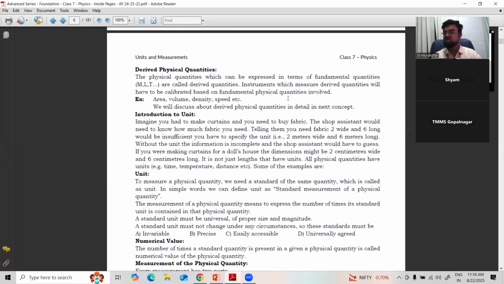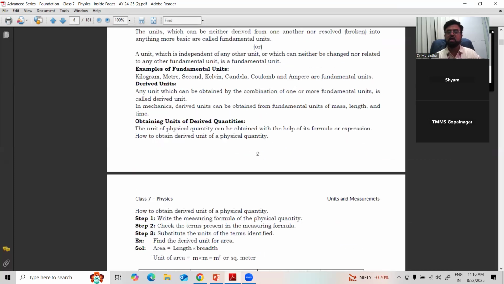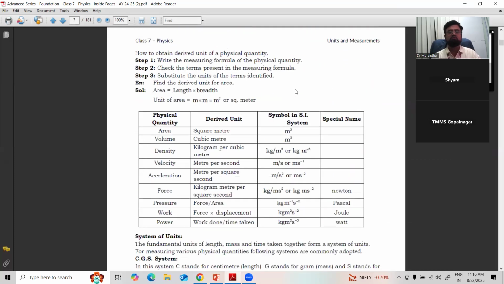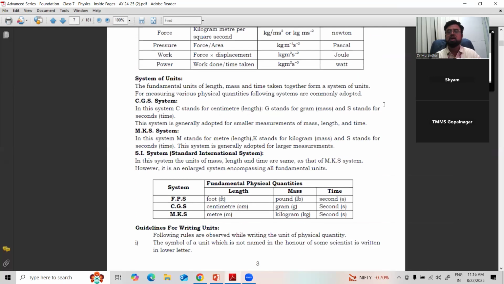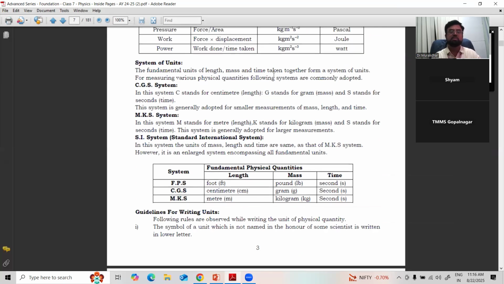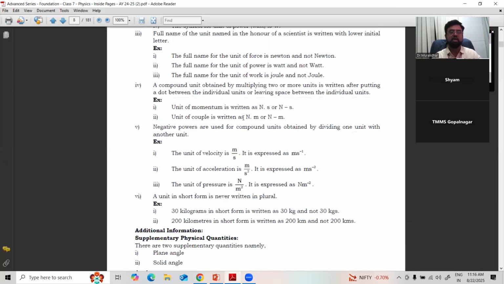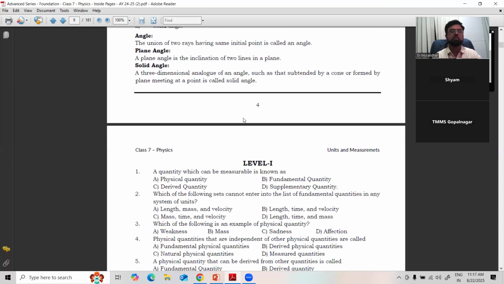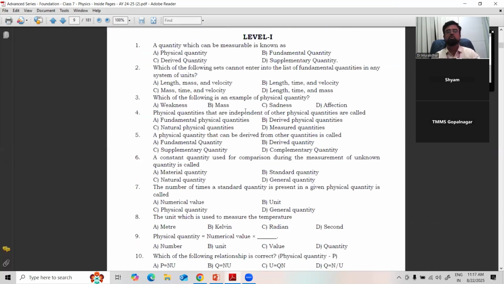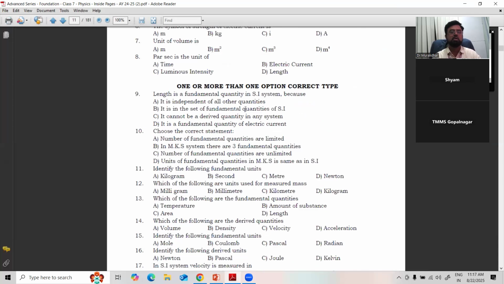Then the derived quantities, which are obtained from fundamental quantities, are called derived. There are so many derived quantities, like area, volume, density, pressure, force, velocity, and acceleration, and all these units are studied under systems of units: FPS, CGS, MKS, and finally the SI system. Then the special quantities of plane angle and solid angle. You can answer these questions based on those particular topics, either level 1, level 2, or level 3, no matter. You can easily answer.